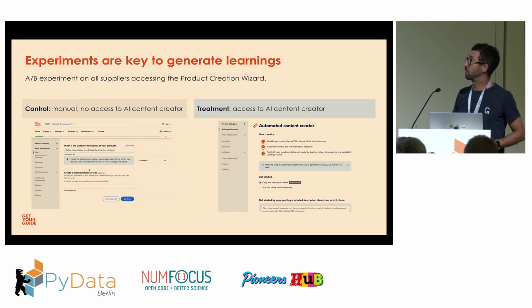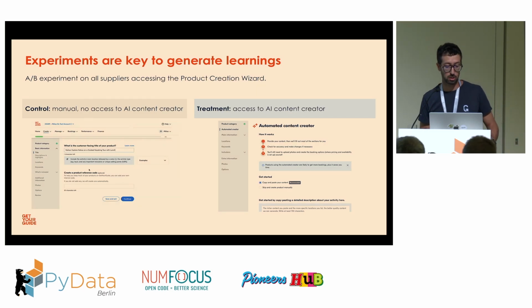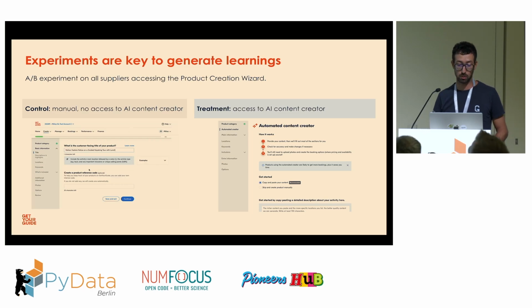As you might be familiar with, experiments are the key to generating learnings. Therefore, we invested pretty soon in the project to have a solid experiment framework. We set up an A/B test in our supplier portal where suppliers were randomized, after accessing the product create menu, into two groups. The control group had the standard manual flow with no access to the AI content creator, and in treatment, the supplier had the ability to copy-paste this text, use the AI, or they could also choose the option to skip and proceed manually, because some suppliers just don't want to use the AI at all.